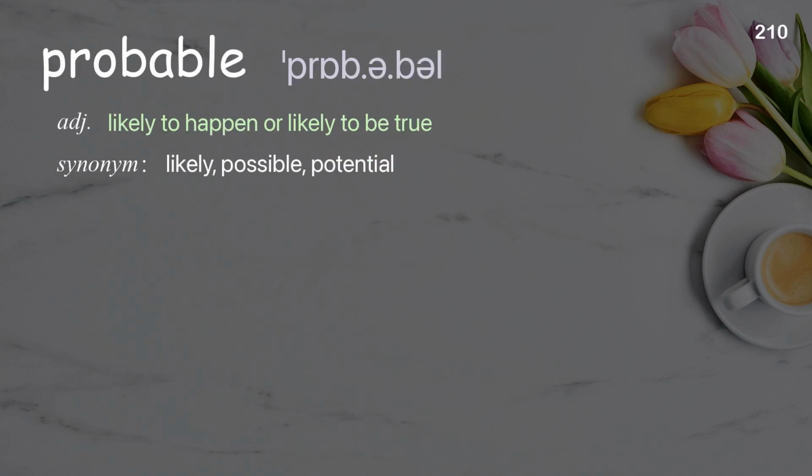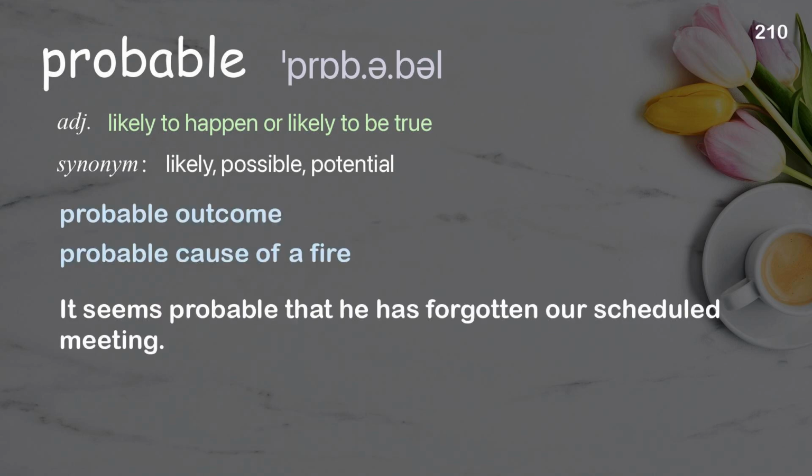Probable. Likely to happen or likely to be true. Examples: Probable outcome. Probable cause of a fire. It seems probable that he has forgotten our scheduled meeting.